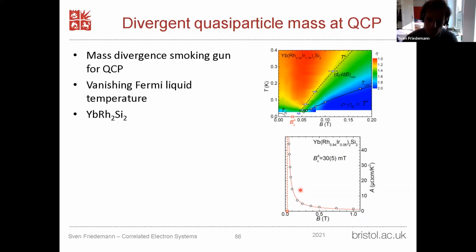And it's found to diverge as we get closer and closer to the quantum critical point. Again, the A coefficient being proportional to the density of states tells us that the effective mass is diverging as we get closer to the quantum critical point. And one simple way to understand this is that the correlations become larger because larger and larger regions can quantum fluctuate between the ordered and disordered state.